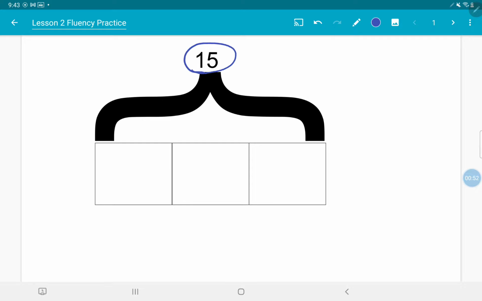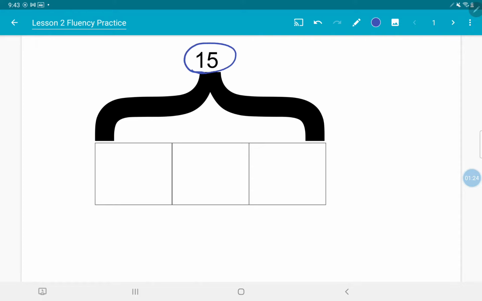What about the bracket that's underneath the 15? Is that important, Jacob? Yes. Why? Because it shows that, and that shows me what parts make up that 15. And in this particular model, the 15 is the whole entire thing. How many parts is this divided into? 3 equal parts, okay?